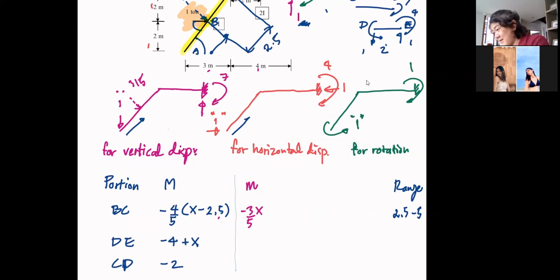Okay, and we have this from E to D. So I need to include the reaction here. So it's going to be -7 plus x, right? Because we begin from here as well, to avoid calculating the moment at the joint. And for this portion, now, because we only have that, there is no interruption from any external load here. So this one maintains minus 7 plus x.